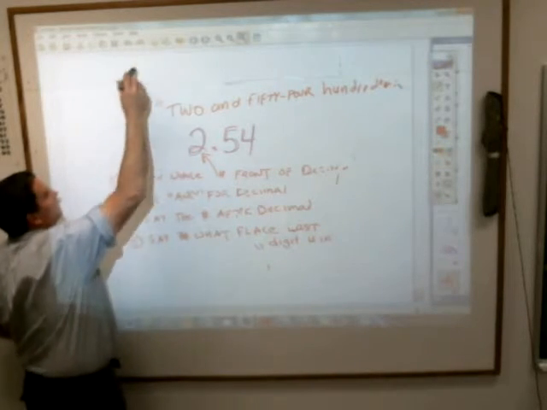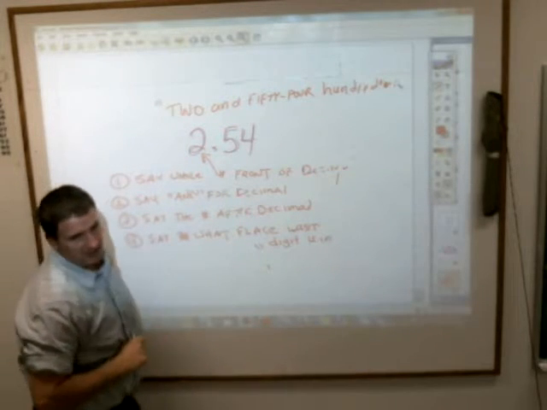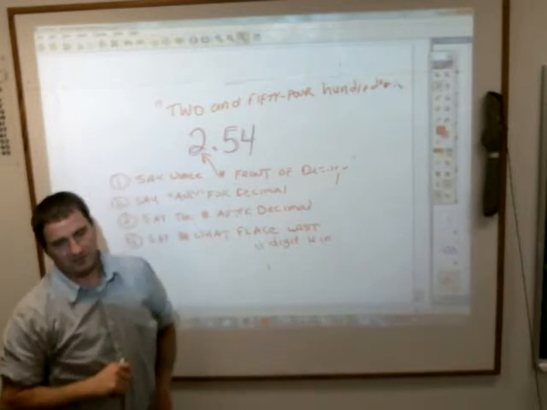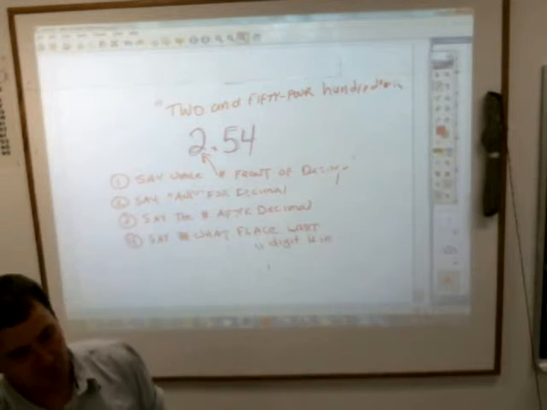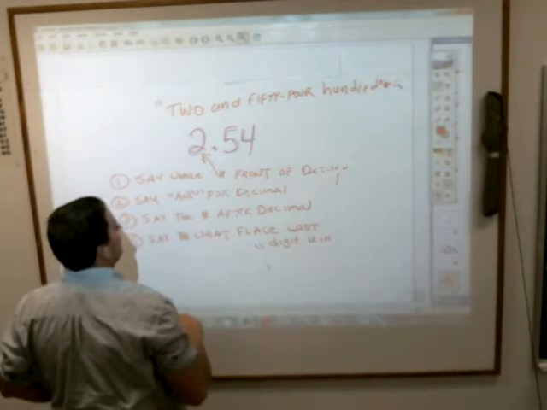No, you can reduce it to 47. No, but you don't do that when you're saying the decimal. I didn't say to write it as a fraction. You could write it as a fraction, but when you say it as a decimal, it's 2 and 54 hundredths.